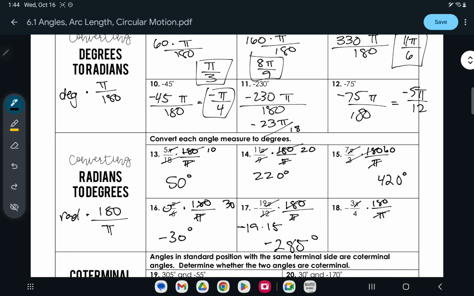See, that'll cancel. I think this will give 45. And double check that. 180 divided by 4. Yeah, 45. And then 45 times 3 is 135. So negative 135 degrees.